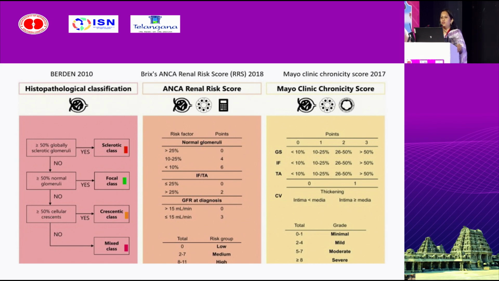There's another score, the Mayo Clinic Chronicity Score. This is not specifically for crescentic GN, but for any kind of glomerulopathy or any renal disease. The score is based on the chronicity seen in the glomerular compartment, tubulointerstitial compartment, and the vessels. So this is again useful for the stratification of any kind of biopsy.